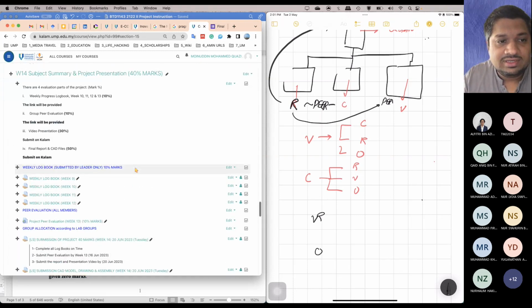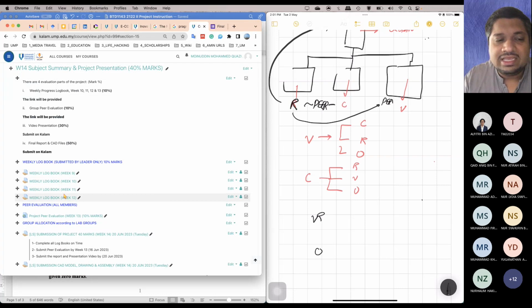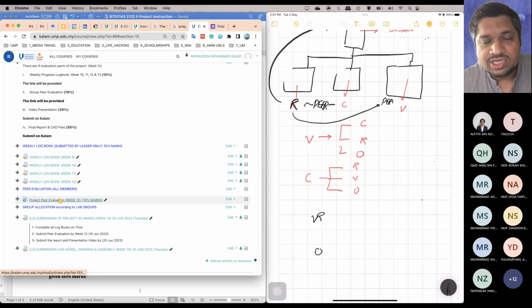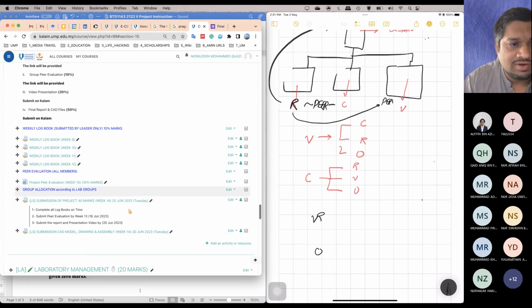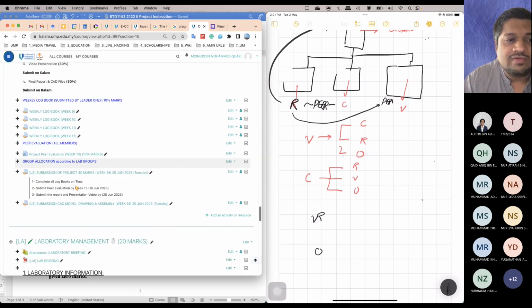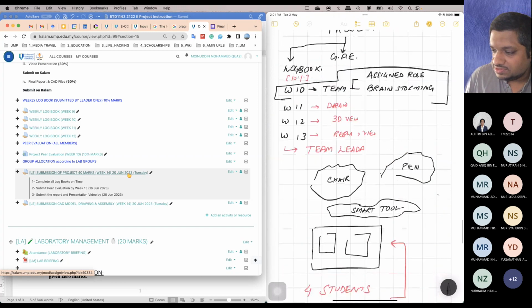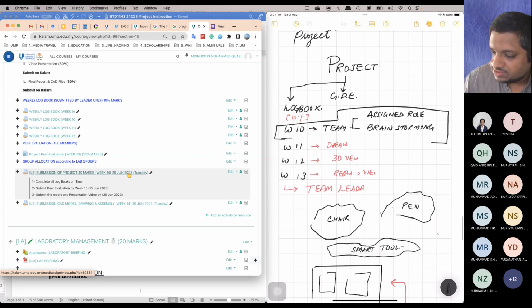So now we have covered logbook, weekly logbook, and we have covered project peer evaluation. Any questions so far on the weekly logbook and peer evaluation? No. So looks like everything is clear about logbook and peer evaluation. Now we are going to move to the final steps, which is the report and the video. So we move on to the major portion, which is report and presentation.